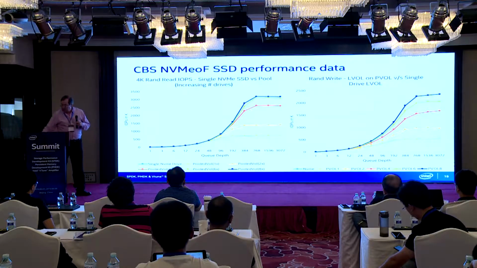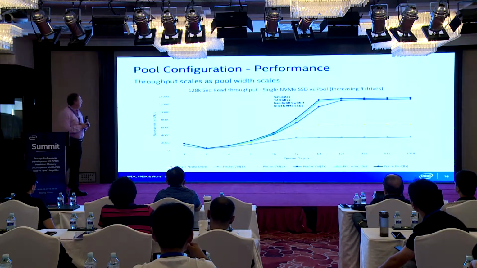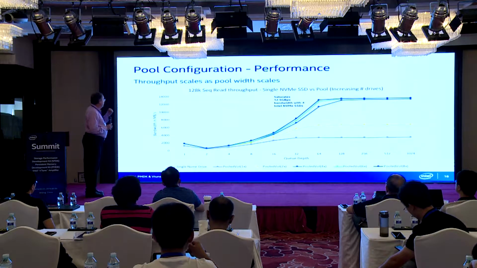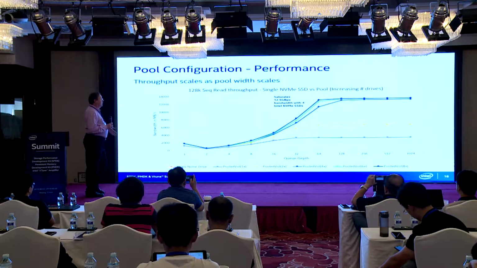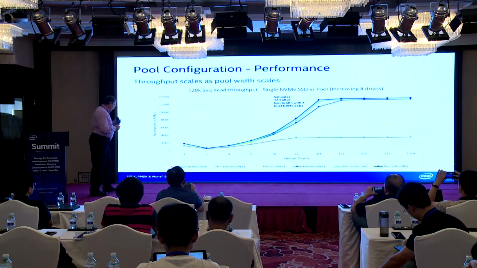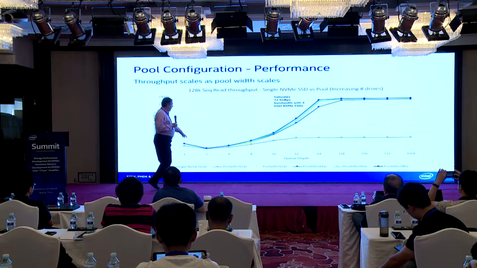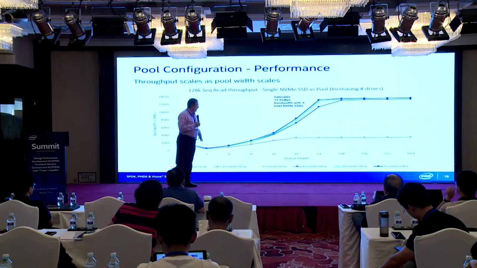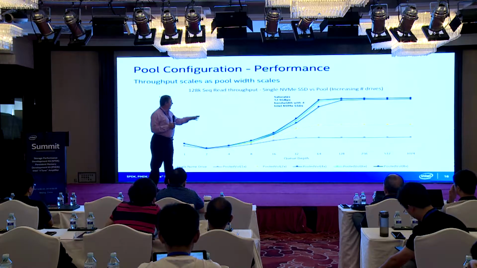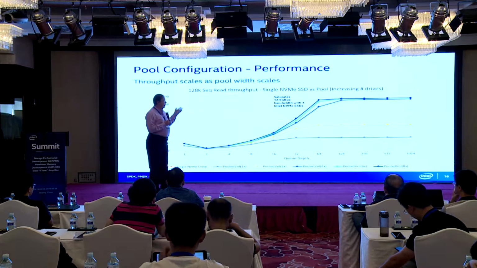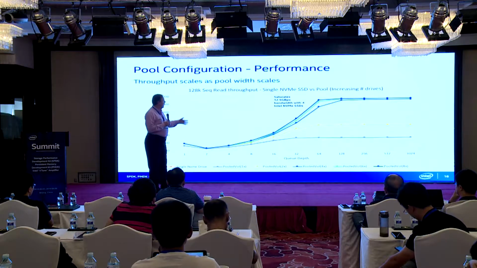I'll go through a couple more. Pool configuration performance. As the queue depth scales, you start to see performance. Obviously, with small queue depths you struggle with performance until you can get enough queued in. But again, you can see that one drive pooled versus one drive not pooled is virtually identical. And then as 2 and 4, you pretty much hit the network saturation.